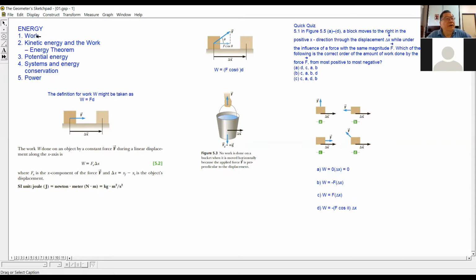Okay, so the first one is work, right? Work is defined as the force times the distance moved in the direction of the force. Okay, W equals FD. Now, if you say W equals FD, it is not complete. Why is it not complete? Because there is no direction shown in this formula.